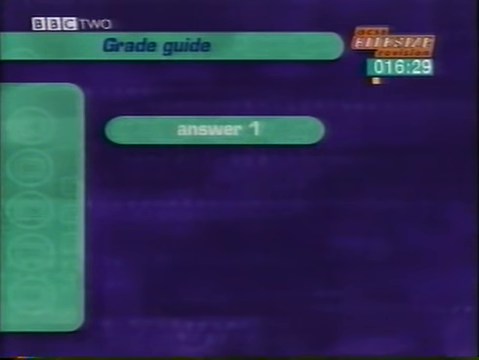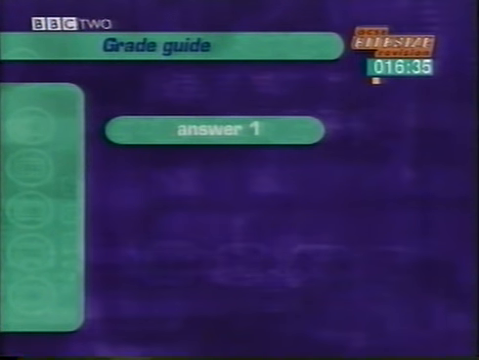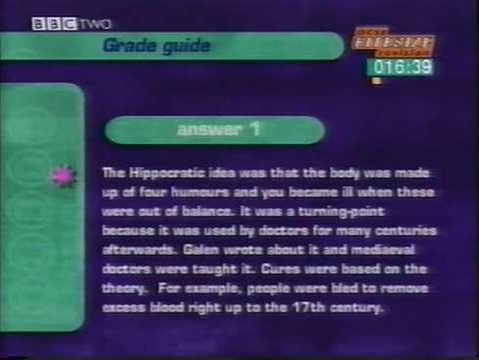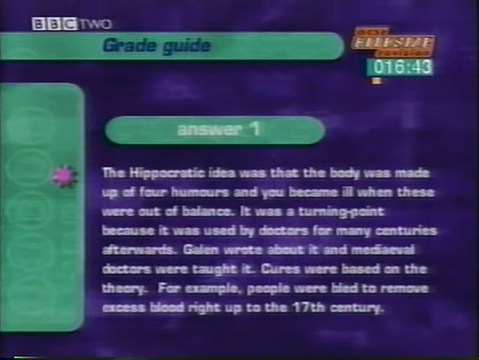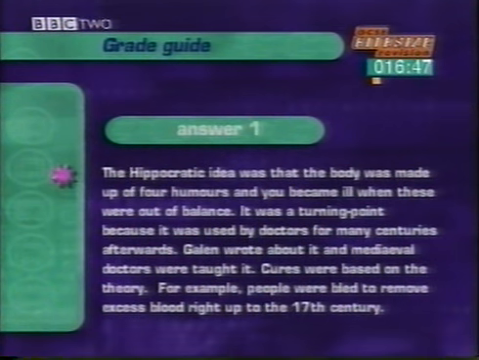Let's look at some summary answers. 2 different attempts at answering the question. The first attempt could expect average marks and the second higher ones. "The Hippocratic idea was that the body was made up of 4 humours and you became ill when these were out of balance. It was a turning point because it was used by doctors for many centuries afterwards.